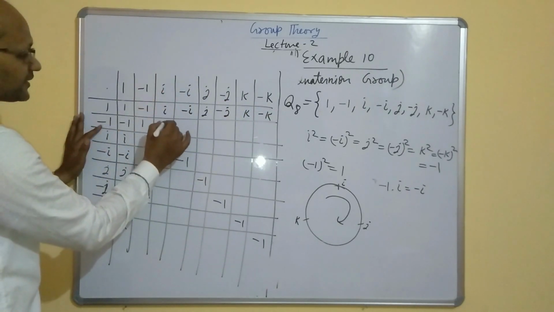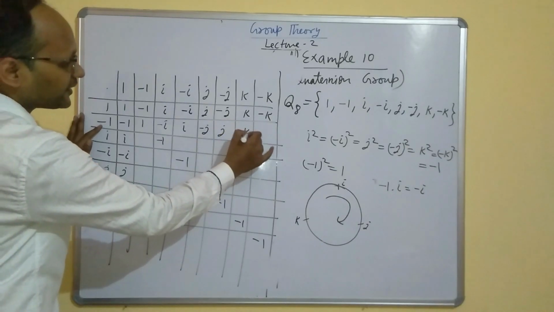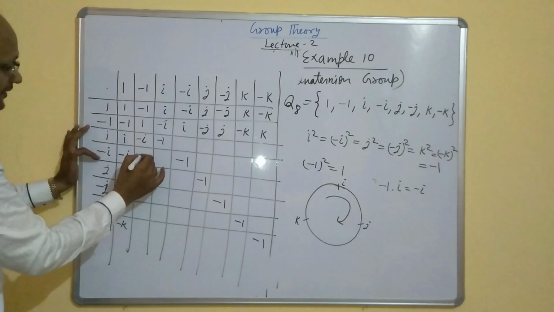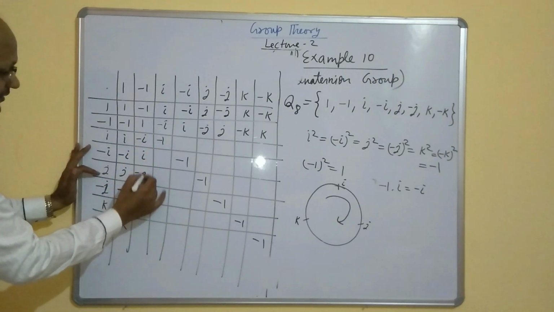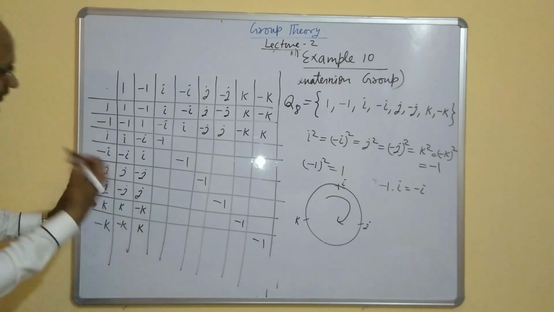So minus 1, this is minus i, minus j, minus k and k. And similarly when you multiply minus 1 here, this is minus i, this is minus j, this is j, this is minus k, and this is k. So like this.